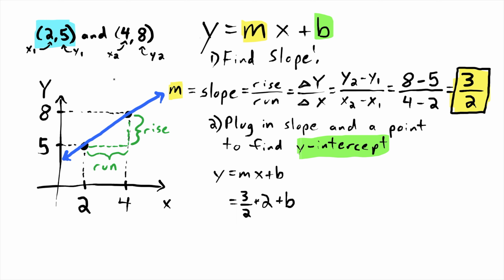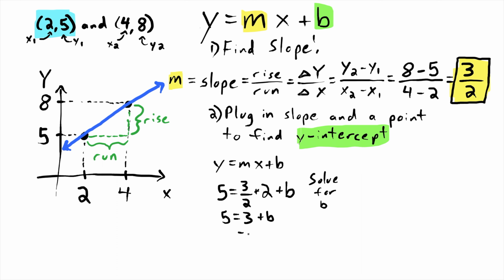I don't know what that is. I'm trying to determine that. And my y value of 5 for this point is going to be on the left side. So now I have to solve for b. So when I multiply here, these 2's are going to cancel each other out. And if I subtract 3 from both sides, then I get my y-intercept for this line is 2. So that's it. We are finished with the calculations we need to do.